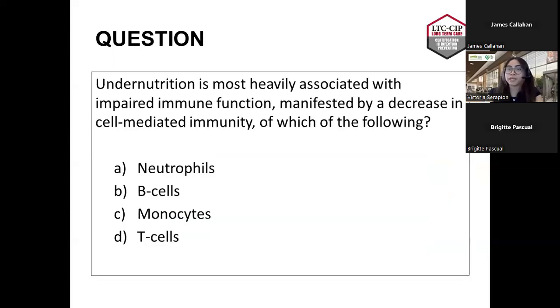This brings me to my next question. So, undernutrition is most heavily associated with impaired immune function, manifested by a decrease in cell-mediated immunity of which of the following? A, B, C, or D?